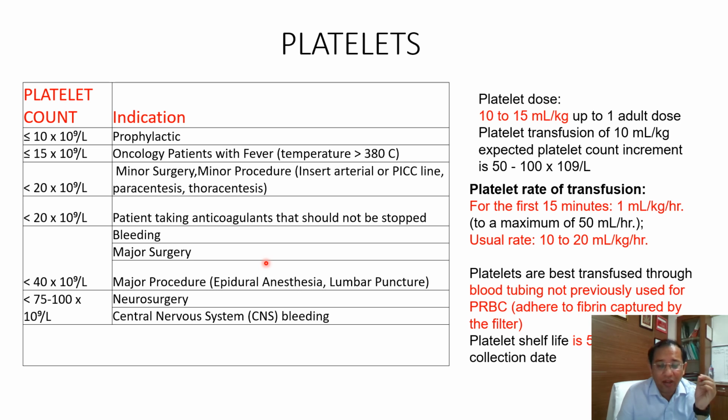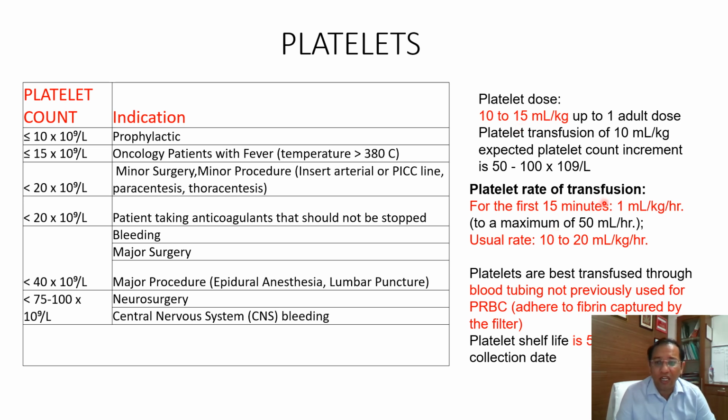At the same time, clinical judgment is imperative, and if you feel that the platelet needs to be given even though the platelet count is a little higher, you should not stop the platelet. The usual dose for platelets is 10 to 15 ml per kg, or generally 10 ml per kg, up to one adult dose you can give.